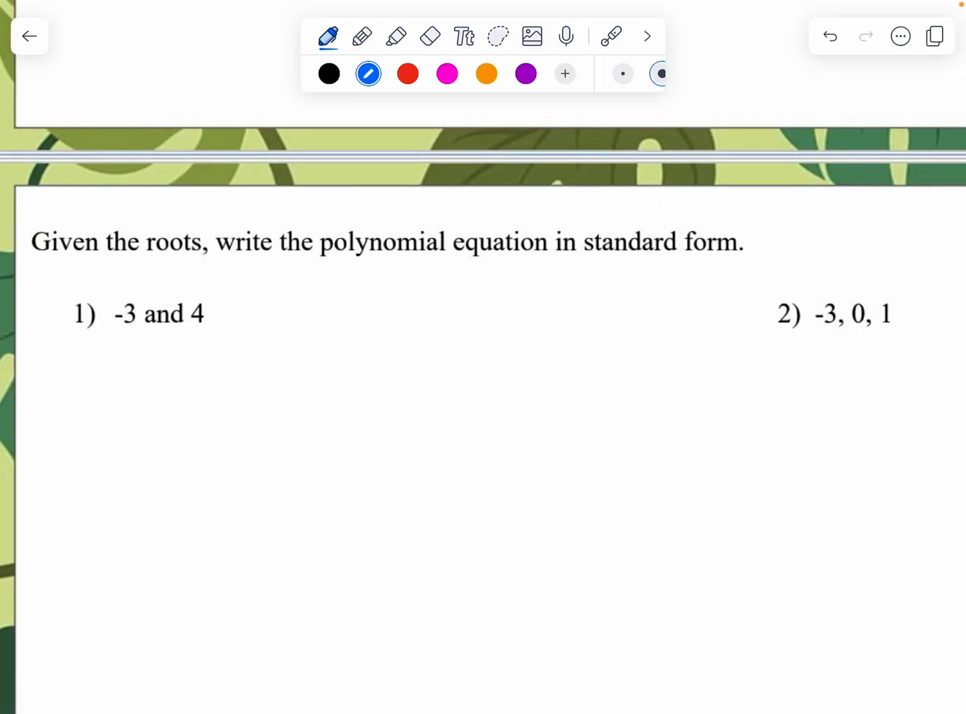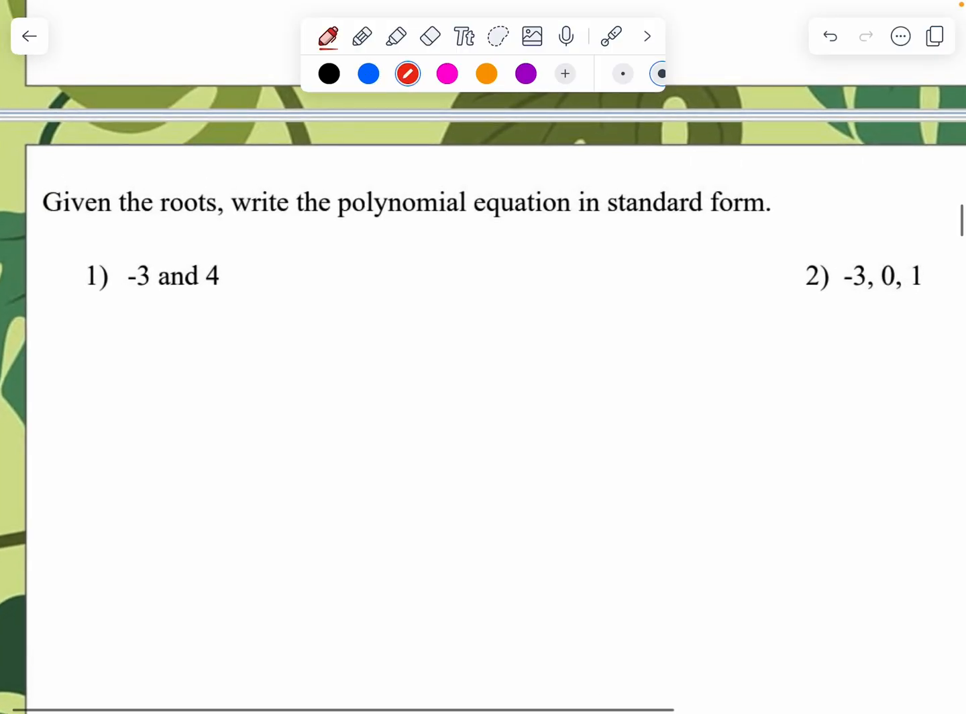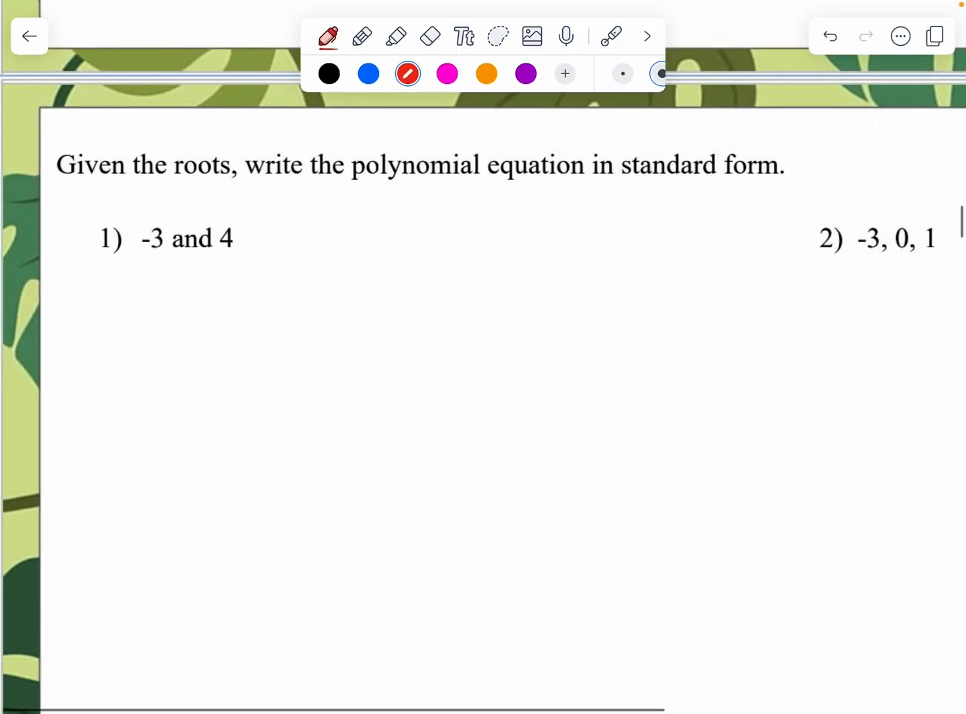So let's give this a shot. We're going to start out easy and go harder. Given the roots, write the polynomial equation in standard form. So we're given the answers. We have to go back to the question, to where we started. So we're going to follow those steps that we just looked at. Set each root equal to x. So x equals negative 3 and x equals 4.